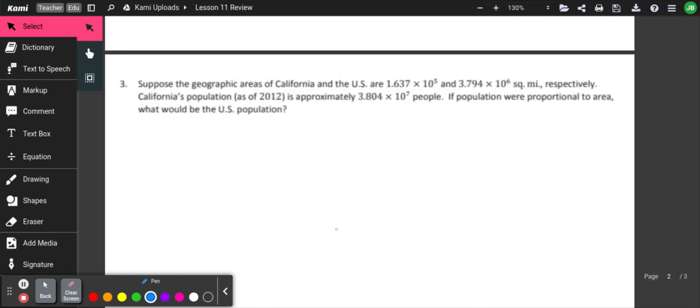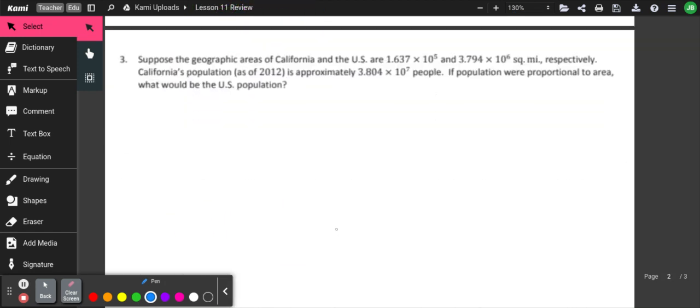Now, from here, let's go to question number 3. So I'm going to scroll down here to question number 3. And question number 3 is asking us to suppose the geographic areas of California and the United States are 1.637 times 10 to the 5th power and 3.794 times 10 to the 6th power square miles, respectively. California's population, using a 2012 value, is approximately 3.804 times 10 to the 7th people. So what they're saying is that if population were proportional to area, what would be the United States population?